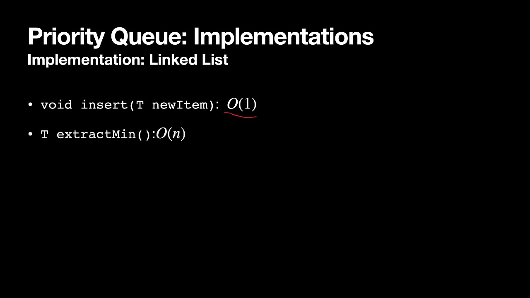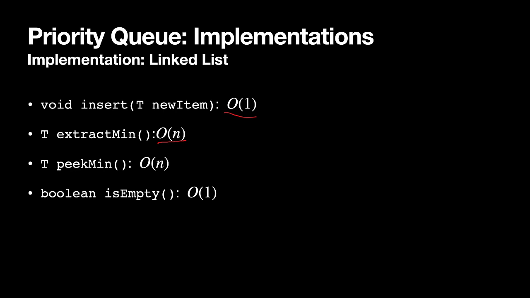Okay, so let's summarize our implementation. Our insert operation was just tacking on to the end of a linked list, which is a constant time operation. Our extract min had to iterate through the entire list to find the min, so it was always taking n units of time if there were n items in the list. Likewise, peek min was also order n. And isEmpty is just checking to see if there is any node in the list, and if so, it is not empty. So that's also a constant time operation.